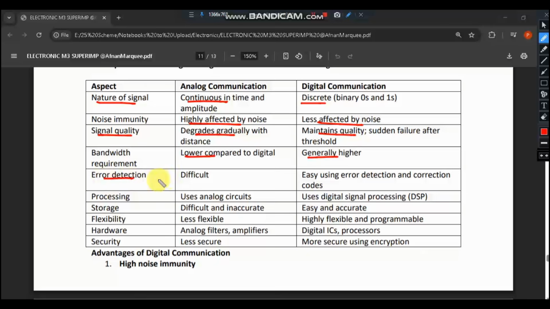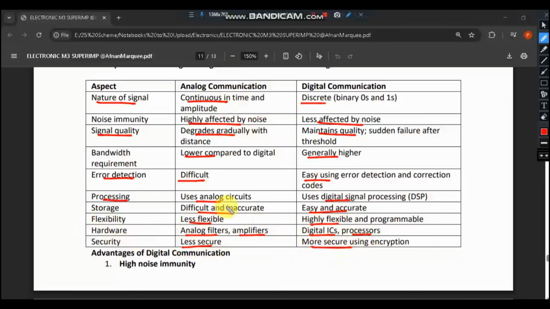Error detection is difficult in analog, whereas it is easy in digital. Processing uses analog circuits, digital uses digital circuits. Storage: difficult and inaccurate in analog, easier and accurate in digital. Flexibility: less flexible in analog, highly flexible in digital. Hardware: analog filters and amplifiers, versus digital ICs and processors. Security: analog is less secure and digital is more secure.